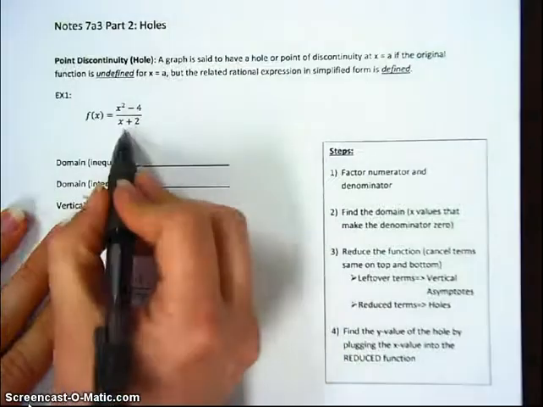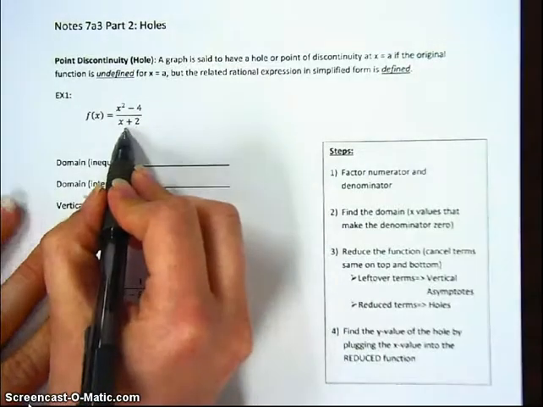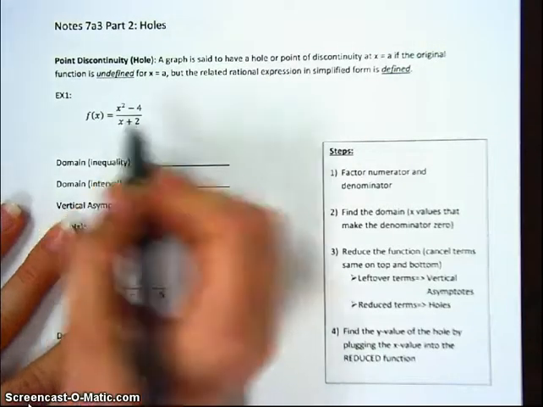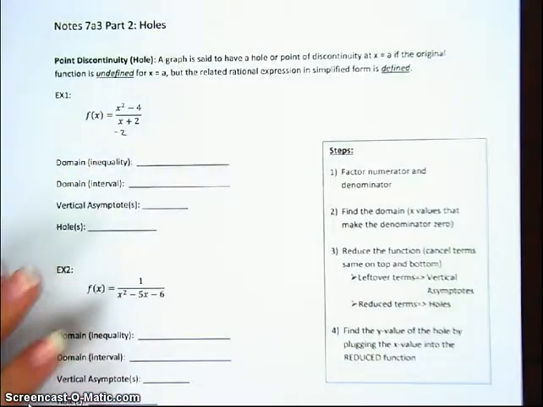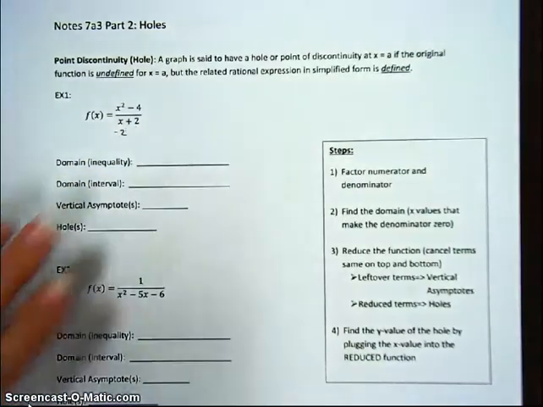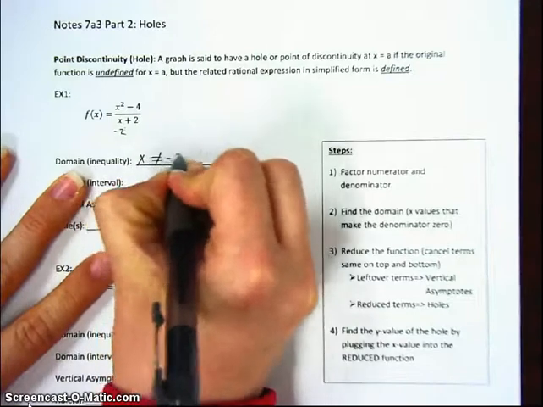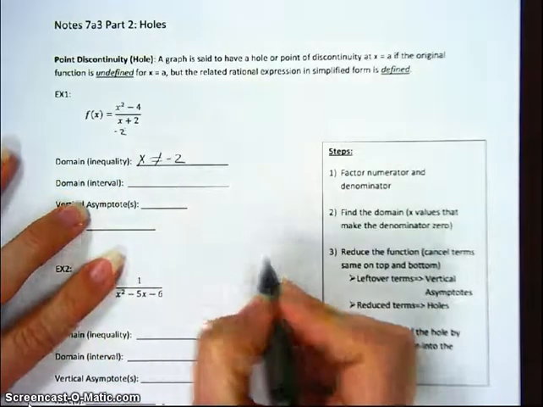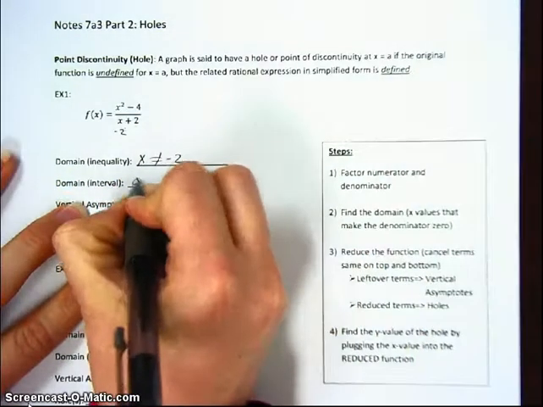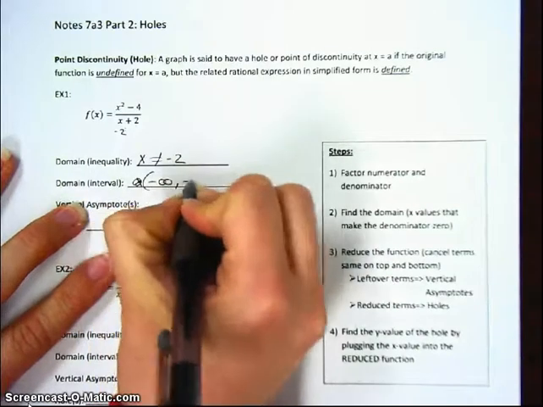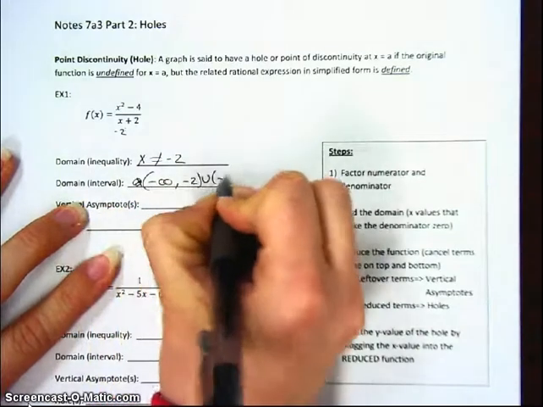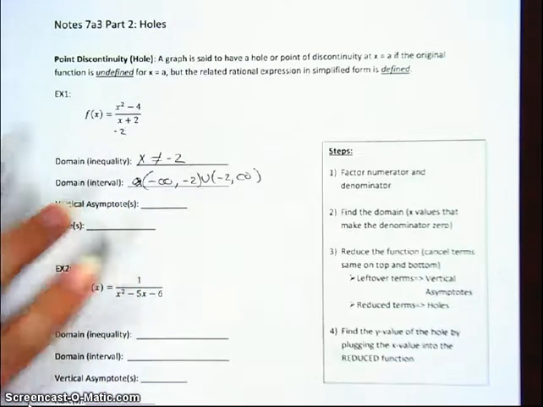So you notice here, if we plug in an x value of -2, that would make my function undefined. So if we look at -2, my function would be undefined. So my domain would be, in inequality notation, x cannot equal -2. In interval notation, it would be negative infinity to -2, union -2 to infinity.